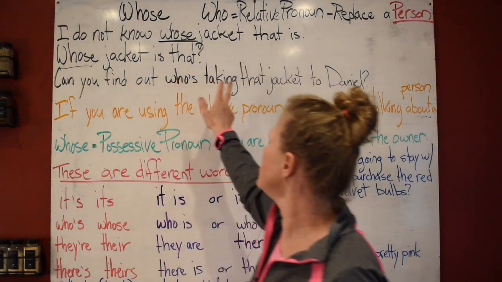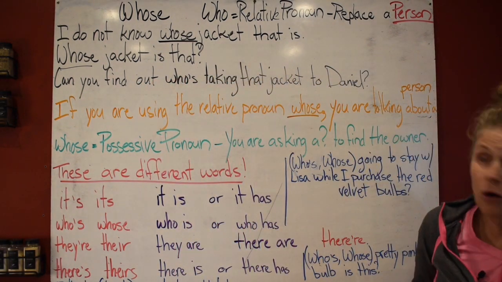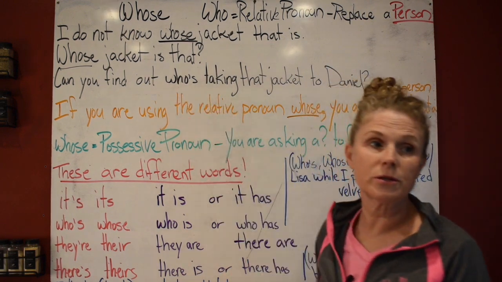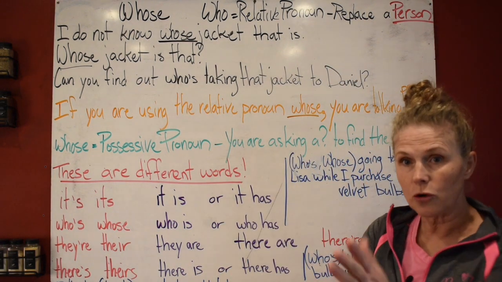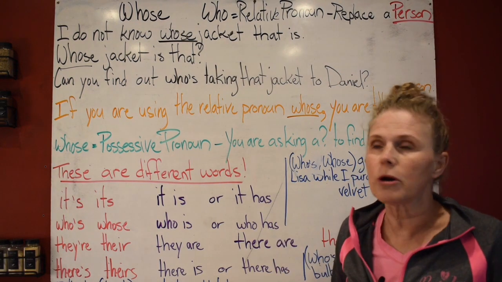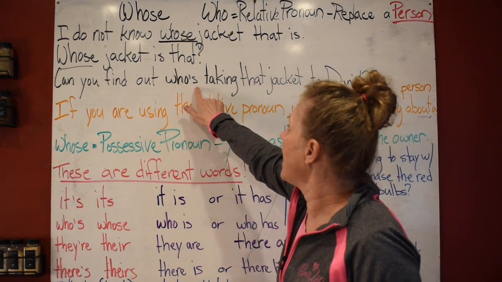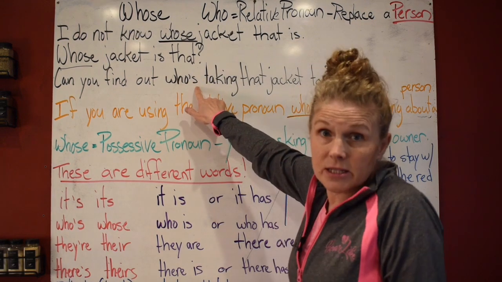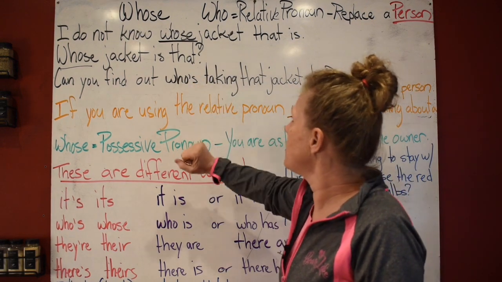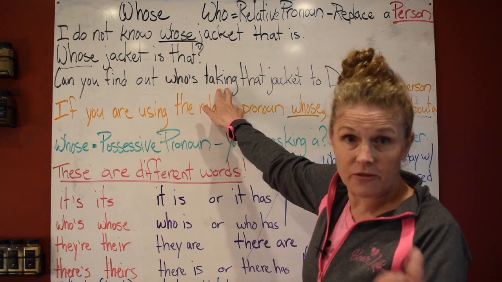Can you find out who's taking that jacket to Daniel? What's this whose? Who is? Who is. It's a completely different word. It's a subject and a verb. This right here, it's an auxiliary verb. It's the helping verb that's helping this verb.